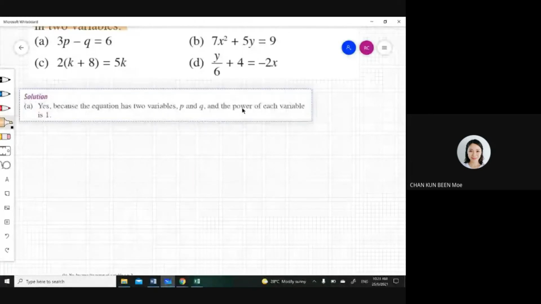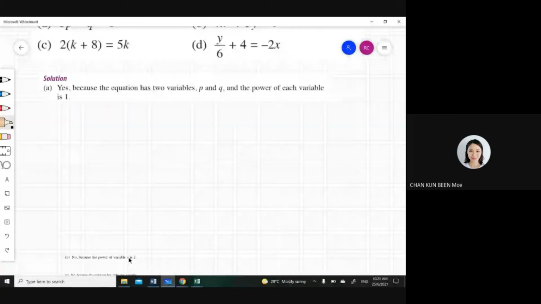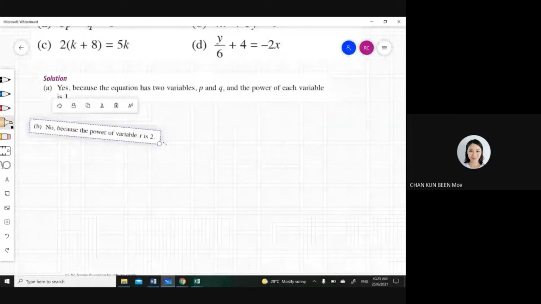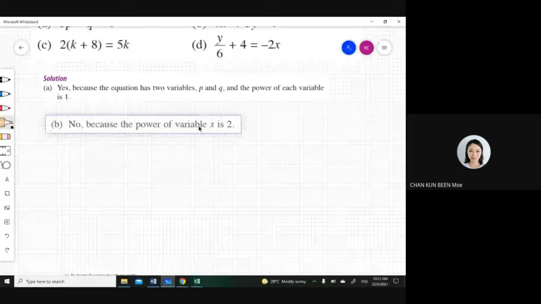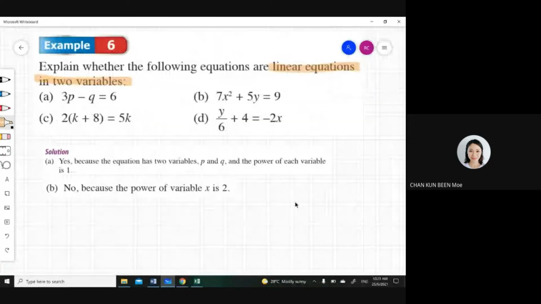Okay, what about B over here? Is it a linear equation in two variables? No. Why no? Because there's a power of 2. Yeah, very good. Because the power of the variable is 2 over here. It must be 1. So this is not a linear equation in two variables. So this is the answer. No, because the power of the variable of x is 2. I circle for you, this one. Okay, next question.